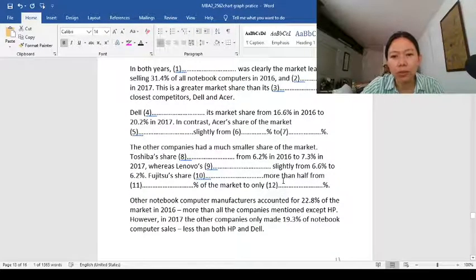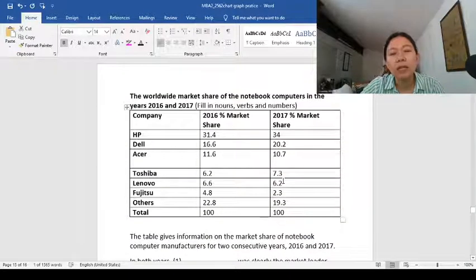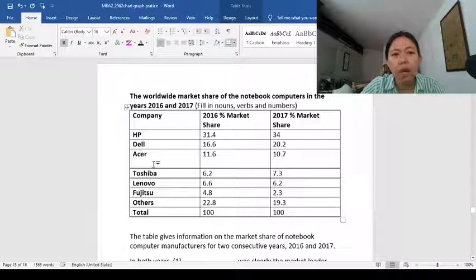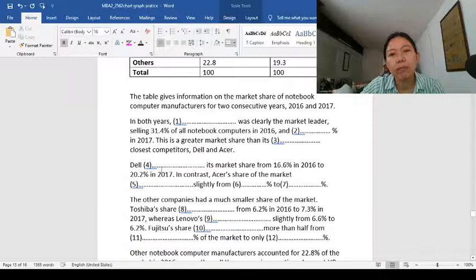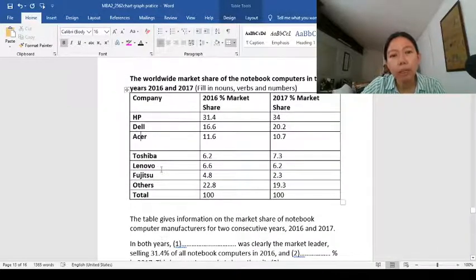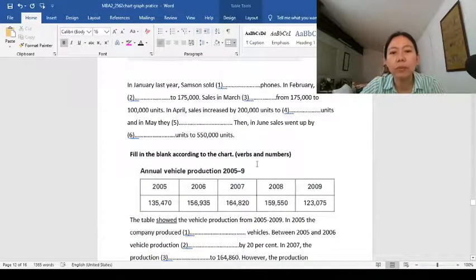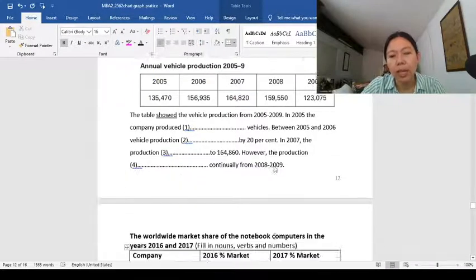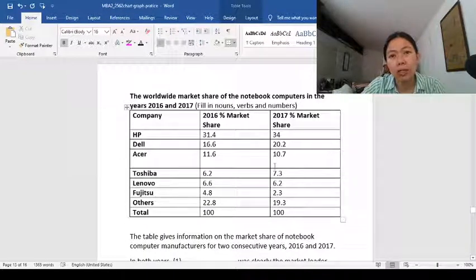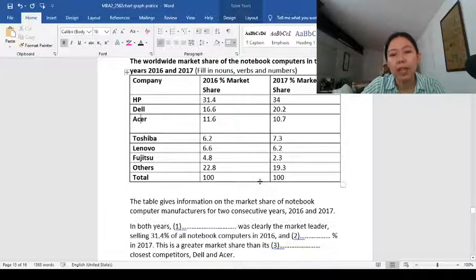We have 12 missing words here. So again, I'd like you to do the same. Just look at the worldwide market share of notebook computers in the years 2016 and 2017. So what I'd like you to do now is read this table and then fill in the missing words here. The missing words here are a bit different from above because above could be verbs and numbers. Here I want you to put in the nouns, verbs, and numbers. So you have to study the table and then fill in the missing words.